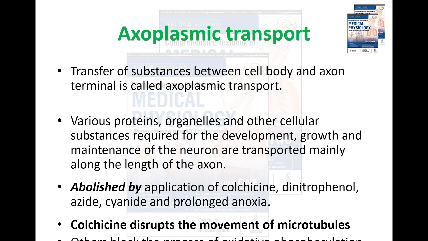Here there are various proteins, organelles and other cellular substances required for the development, growth and maintenance of the neuron, and they are transported mainly along the length of the axon. It is abolished by application of colchicine, dinitrophenol, azide, cyanates and prolonged anoxia. Colchicine disrupts the movement of microtubules.